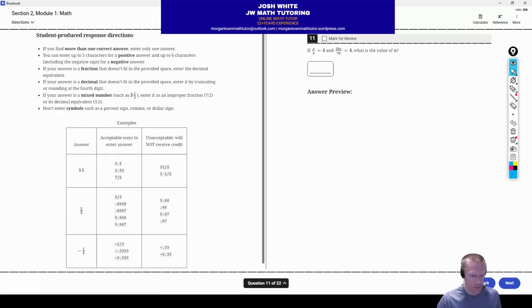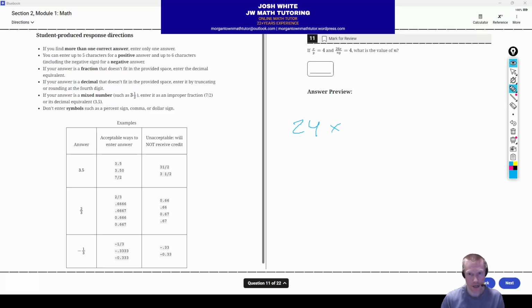All right, next up, problem number 11. Here you have an equation or proportion with x and y in it, and they want to know what the value of n has to equal based on this second proportion. Unfortunately, this one is not a multiple choice. Otherwise, you could back solve it. But since it's a student-produced response, okay.